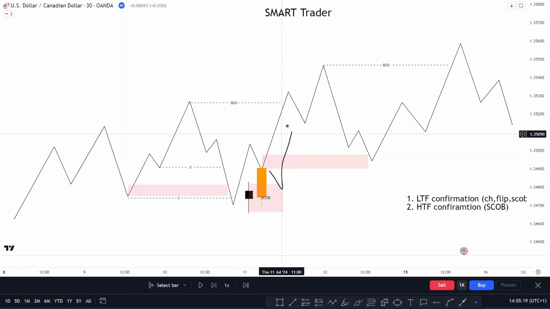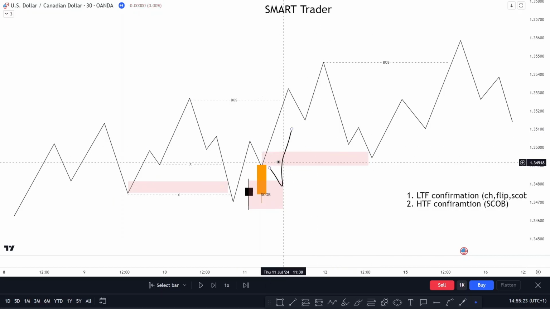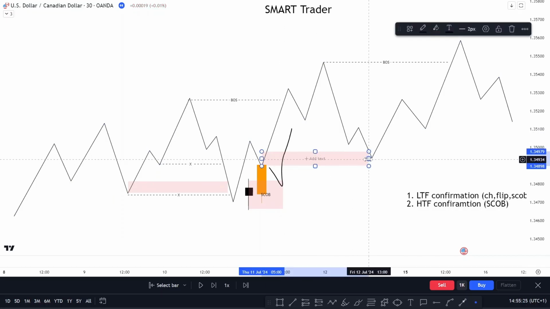Very simple. All right, so the next example is the same here. If the market pushes to mitigate your order block and gives you a buy lower time frame confirmation, you can definitely take your trade based on this lower time frame confirmation.